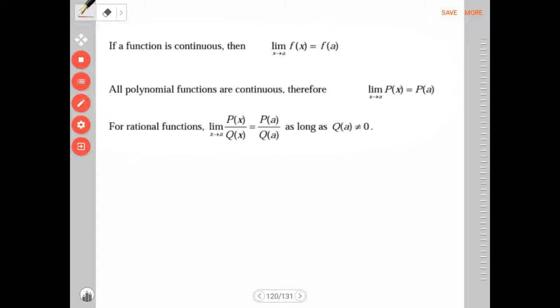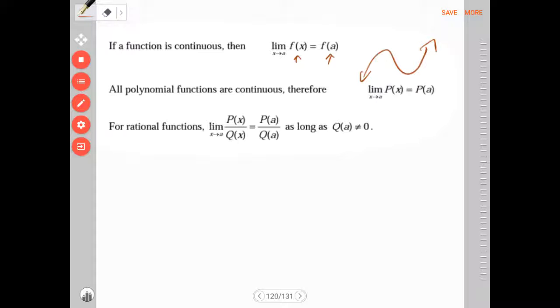Generally, if a function is continuous, so it goes on with no holes and no asymptotes, the limit as x approaches a of our function is simply f of a. So you just evaluate the function wherever you need to. All polynomials are continuous. They go on forever with no holes. So the limit as x approaches a of any polynomial is just p of a.